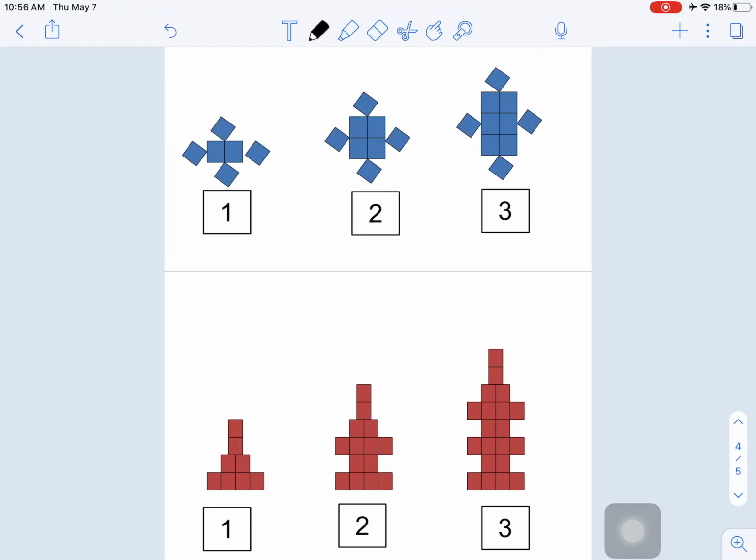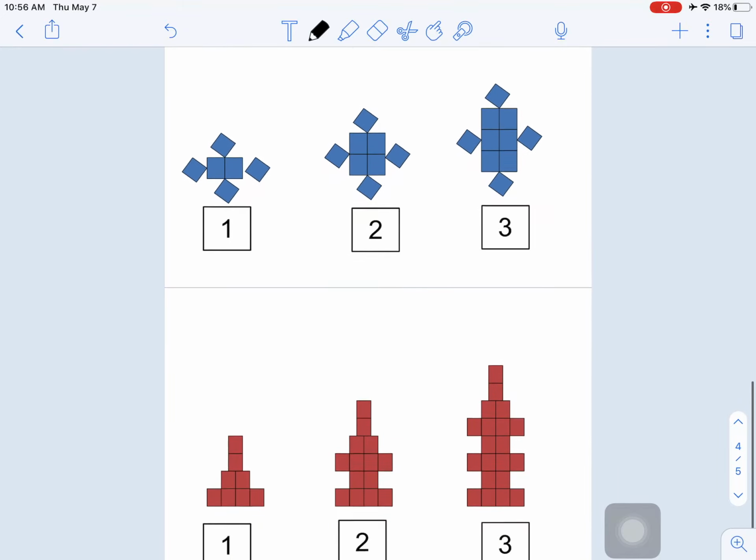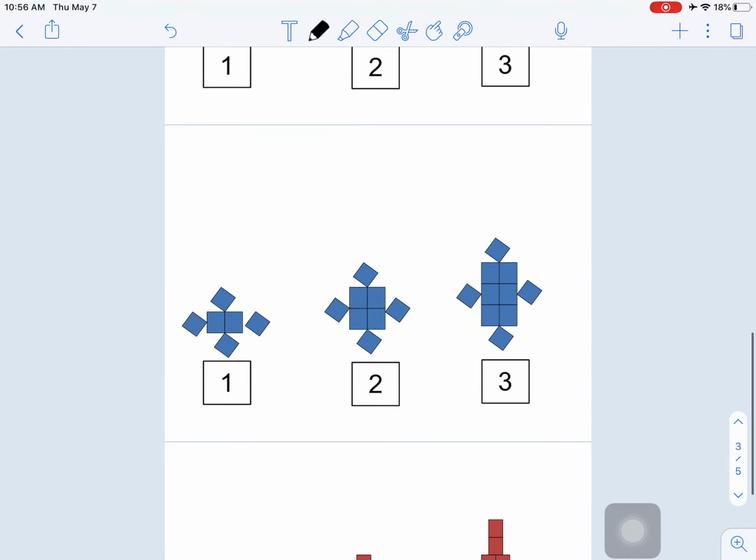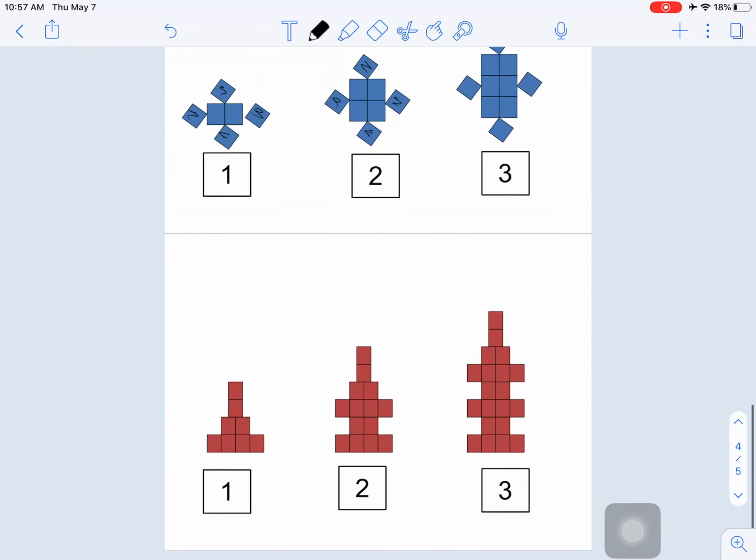Okay, pause the video and solve it for yourself. So the first one, we know blocks equals, first I look at what's consistent. There's always 4 blocks, so that's going to be 4, right? 1, 2, 3, 4 is always the same. And what it's increasing by is the 2. So it's going to be 2 times the case number. That's what it's increasing by. And that's the formula you should have got there.